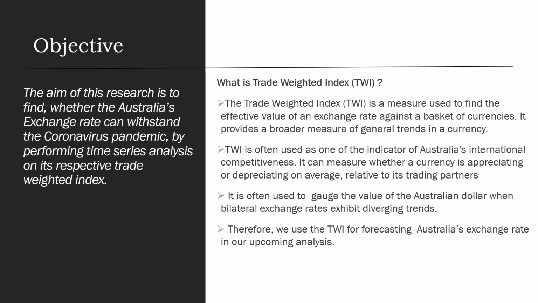What is trade weighted index and why are we using it in this analysis? Well, trade weighted index is a measure used to find the effective value of an exchange rate against a basket of currencies. It provides a broader measure of general trends in a currency. Trade weighted index is often used as one of the indicators of Australia's international competitiveness.